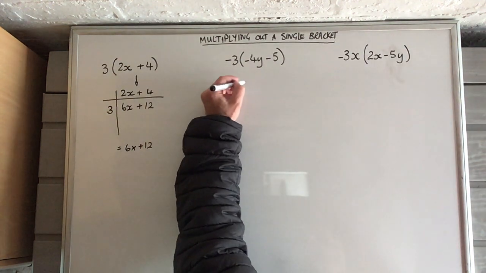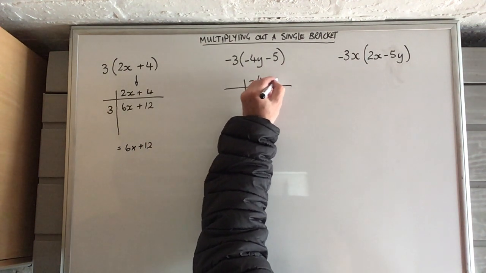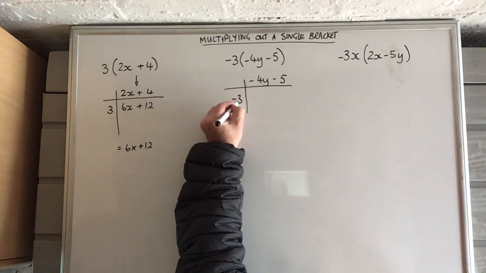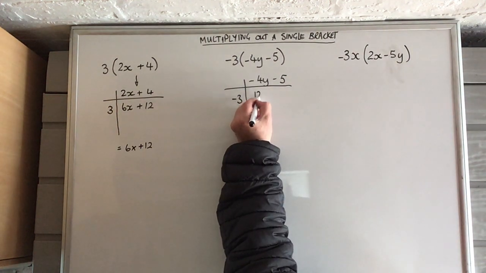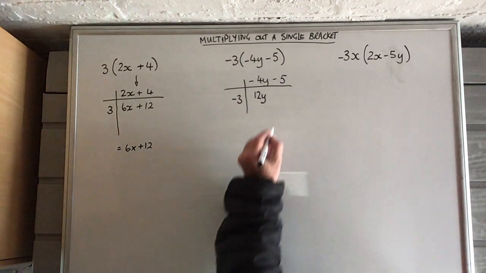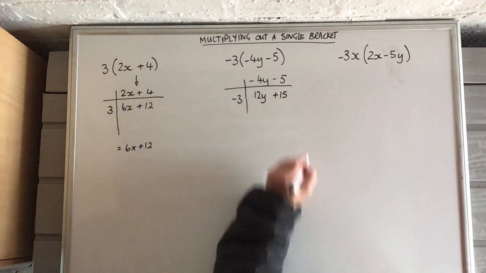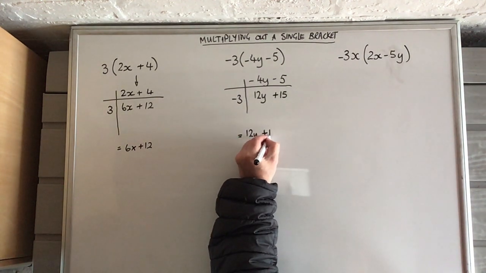So again, set up the grid as before. First the bracket goes along the top, and outside the bracket goes down the side. This time, negative 3 times negative 4y gives you a positive number, and it's 12y. And negative 3 times negative 5. Negative times a negative gives you a positive answer, and that gives me plus 15. So, final answer to this is 12y plus 15.